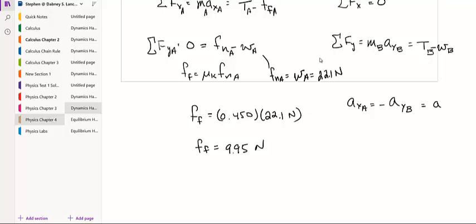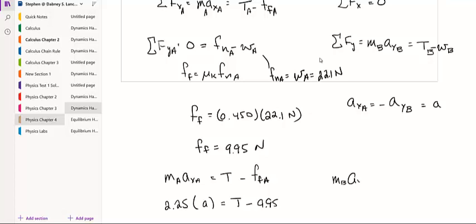Okay, so now we're going to plug in to the two equations. So we have m sub a, a sub x a is equal to T, I just replaced T sub a with T, minus the friction force of A. Okay, so the mass of A is 2.25 kilograms. A sub x a is equal to a, T minus the friction force, which is 9.95. So that's one equation.